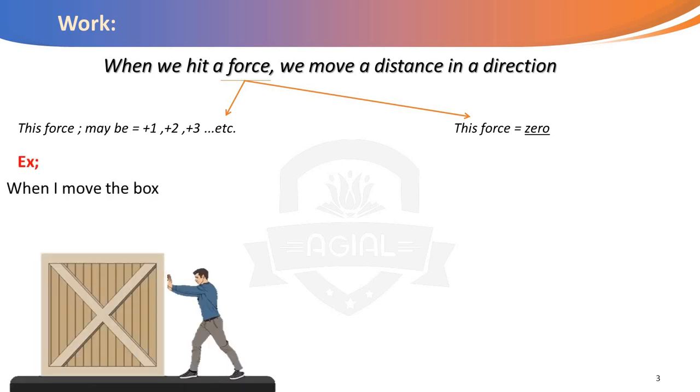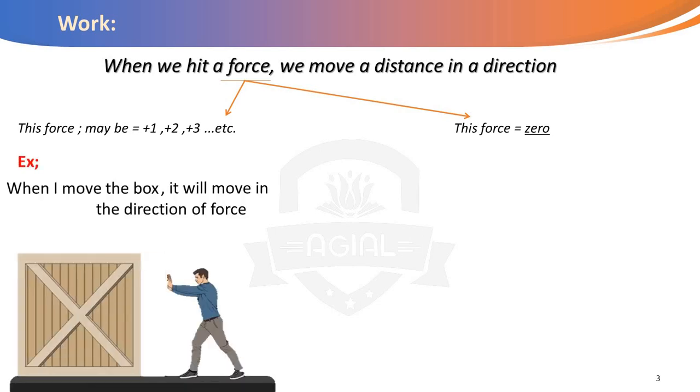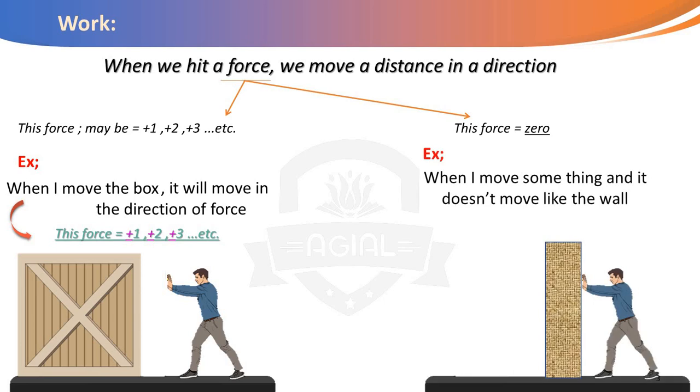If I move the box, it will move in the direction of the force. It will move a distance. This means force equals positive 1 or positive 2 or positive 3. But if I try to move the ball, it doesn't move. So in this case, the force will equal 0. So till now, I have positive force and I have force equal 0.